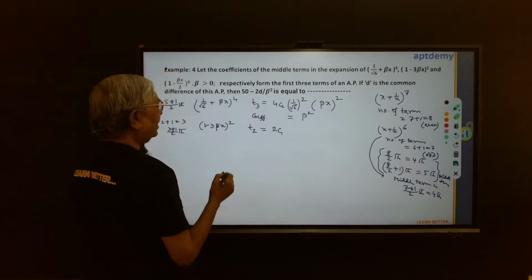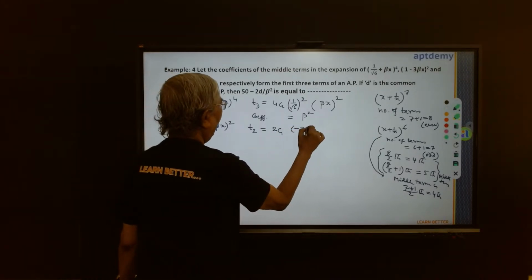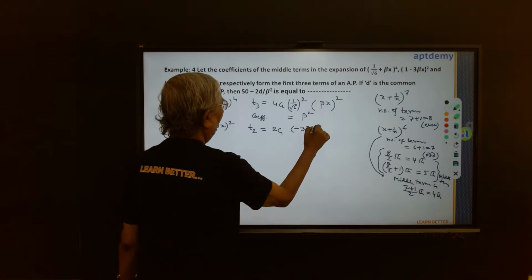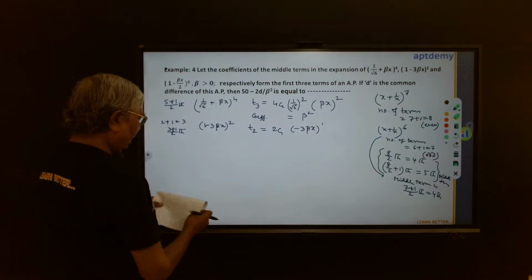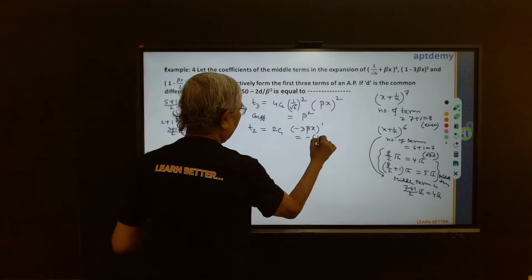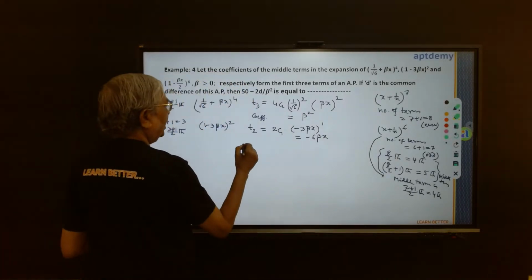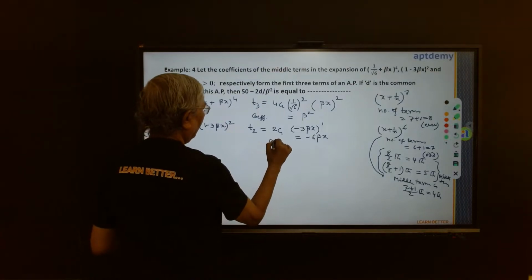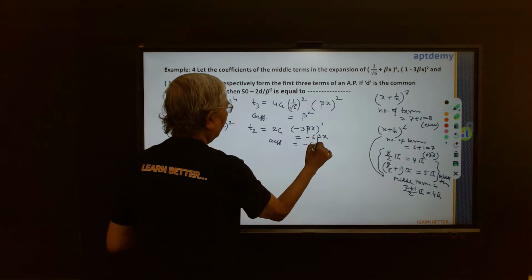C1 nCr a to the power n minus r into (minus 3 beta x) whole to the power r, that means whole to the power 1. So by simplification, you will get minus 6 beta x. So the coefficient is equal to minus 6 beta.